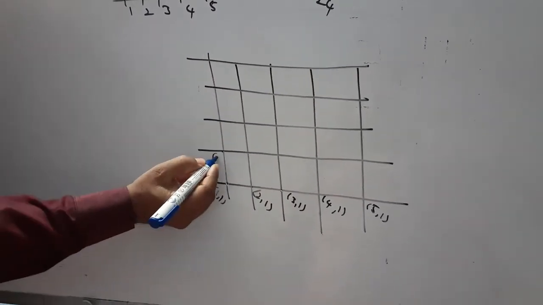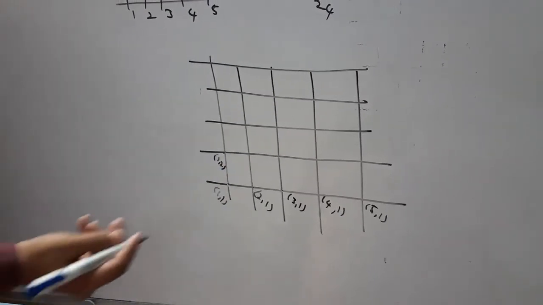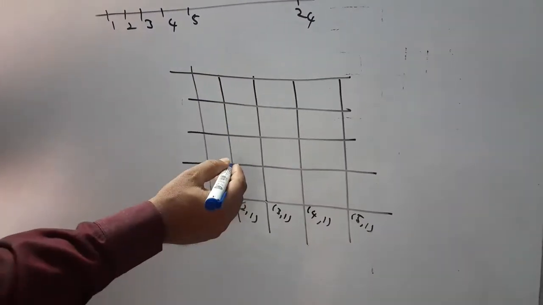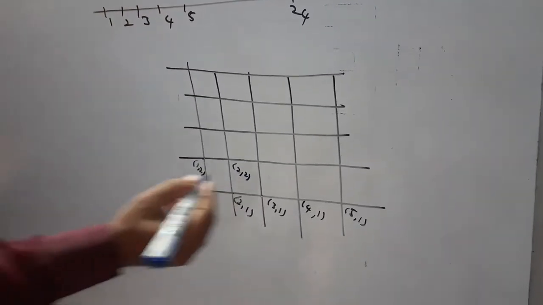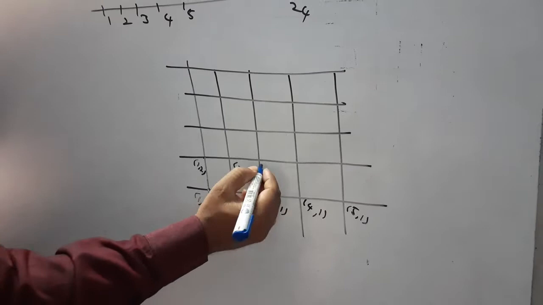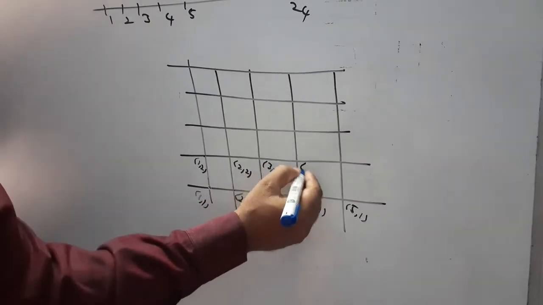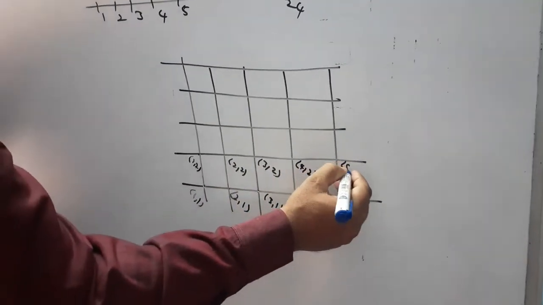So we can write 1, 2. Here it is the second column and second row, it is 2, 2. Like that we can take 3, 2, then 4, 2, then 5, 2.